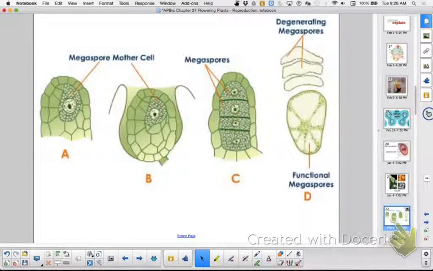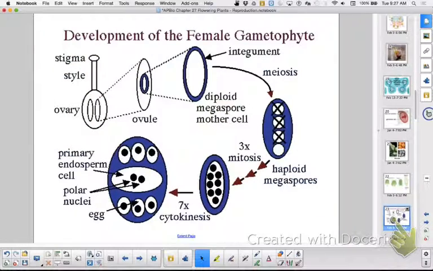This is showing you the megaspore mother cell, and here we have 4 megaspores. But do you remember what I told you? Just like when we do oogenesis, we have the 3 polar bodies that degenerate, and we just have one that moves on. So here's the one functional megaspore that's going to move on. Now here's our stigma, style, and ovary. Within this ovary, in this picture, they're showing you a couple of ovules.